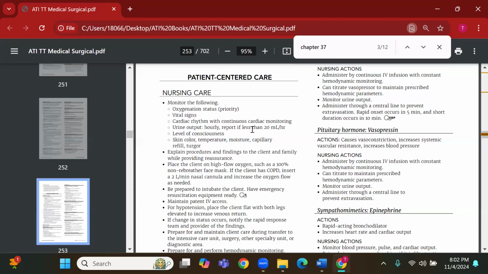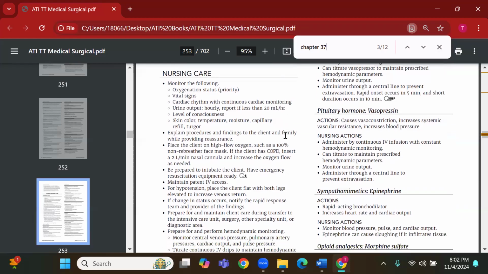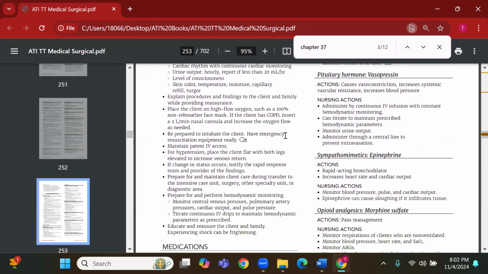And look, report, and this is giving you a number. Remember, a normal urine output is 30 mils per hour. Report if less than 20 mils per hour. And then we could go into low level of consciousness, skin color, temperature, moisture, cap refill, all that. Now, we're going to explain the procedures and findings to the client and family.